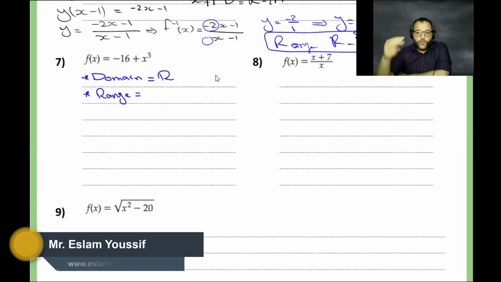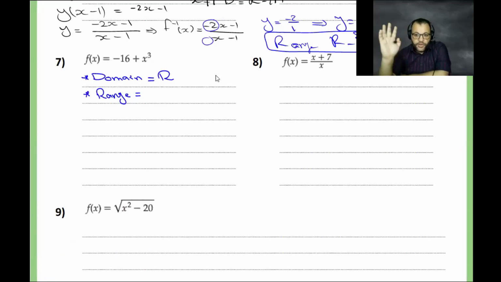For the parent cubic function, one side must go down and the other end behavior must go up. Whichever comes first depends on the reflection, but the normal graph of the cubic function starts from down and goes up. So for any function with an odd power, one side must go down and the other side up. So the range for this one will be R. After finding the domain and range, we need to find the inverse.